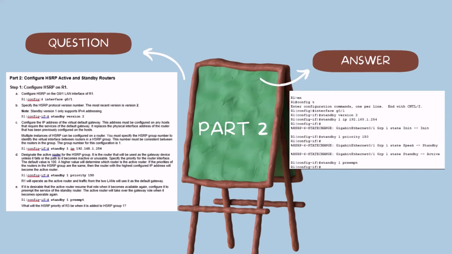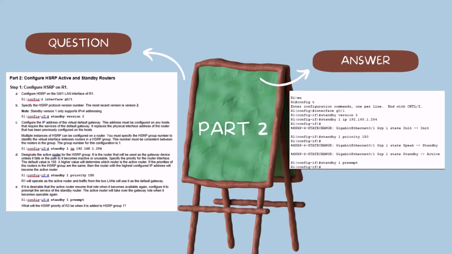Kita akan masukkan interface G0/1. So soalan B, specify the HSRP protocol version number. The most recent version is version 2. So kita akan masukkan dekat sambung balik yang configure tadi, standby version 2.